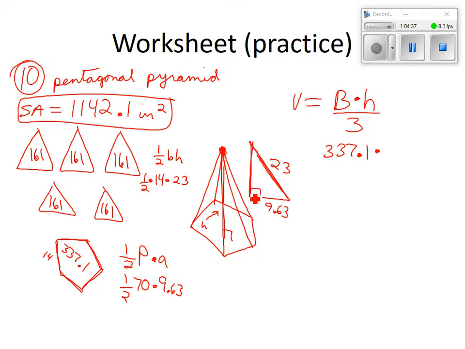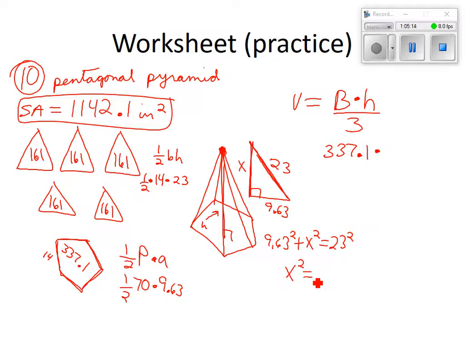And now could we find this? Yeah, make that our x. Tell me how to set up Pythagorean's theorem. 9.63 squared plus x squared equals 23 squared. You can do it this way, just try to make it as easy as possible on yourself. Do 23 squared on your calculator, and then what are you going to subtract off? Minus 9.63 squared. And then you end up with x squared equals whatever that number is.